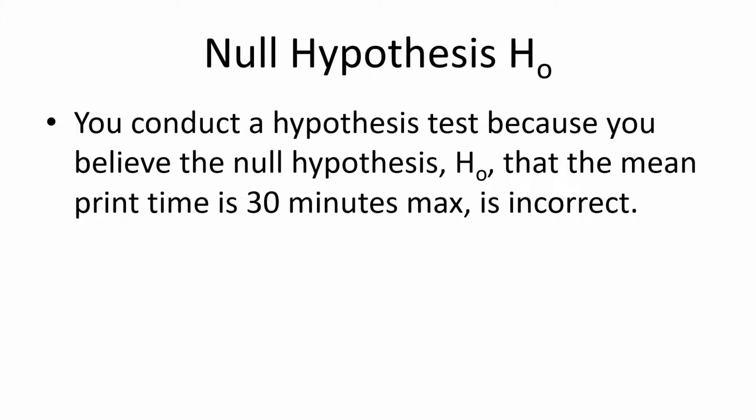So you conduct a null hypothesis test. Now your null hypothesis here would be that the manufacturer's claims are actually true and that it does print the aligner within 30 minutes max. And that is our null hypothesis. That is the one that we believe is not the true outcome.